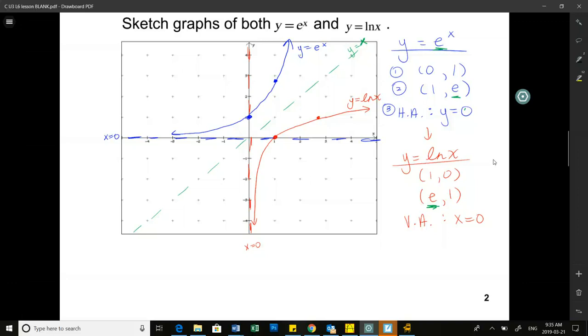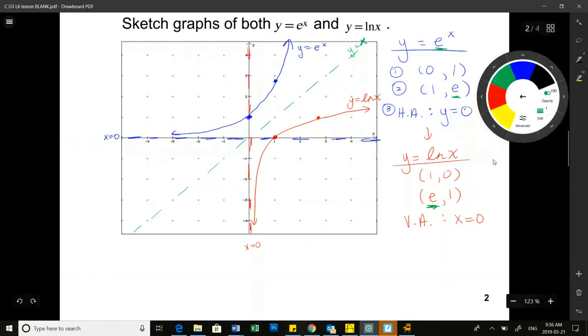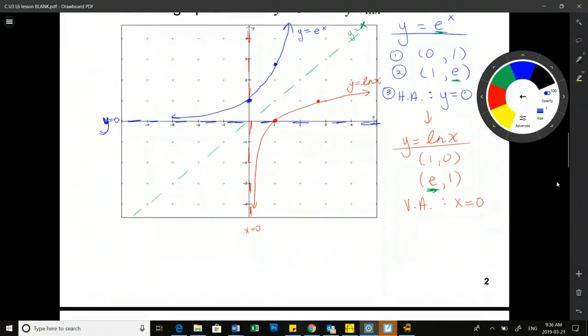Good. Does everyone have their graphs down? Oh, thank you. Yes. I wrote x equals 0 accidentally. Oh, on the y-axis. Sure, on the x-axis. No axis.